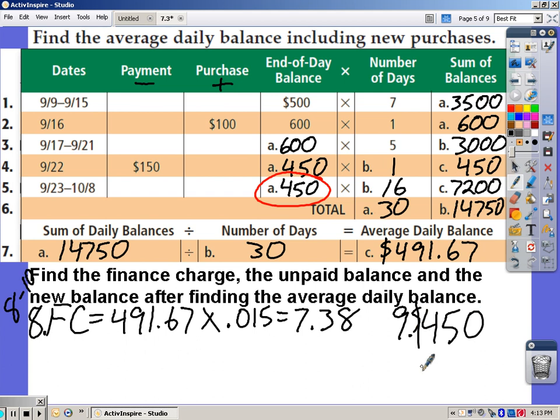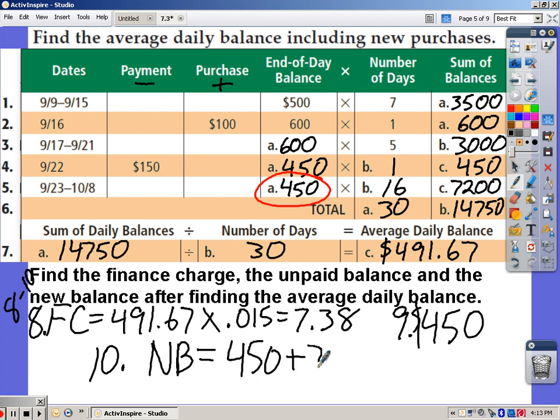Number 10. 10 wants to find the new balance. Okay, the new balance, you take your unpaid balance, which was $450. You add your finance charge of $7.38. $450 plus $7.38 works out to be $457.38.